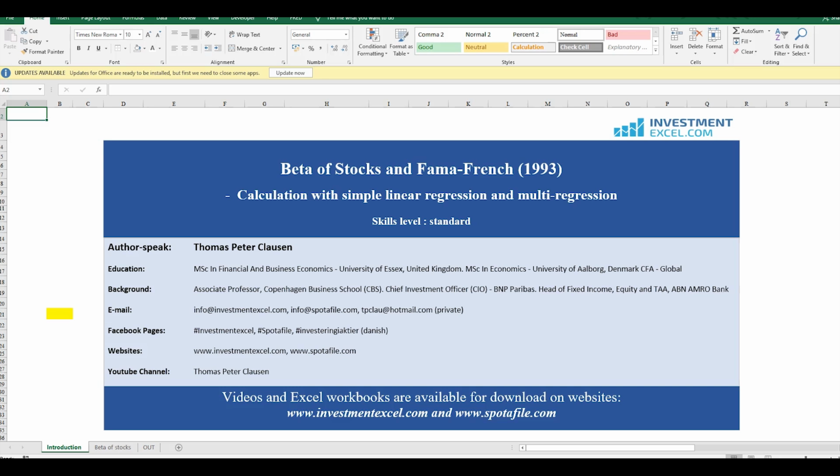I encourage you to refer to some other sessions on investmentexcel.com if you like to dig into more theoretical detail on the beta. Generally, beta is a measure of sensitivity, a measure of an individual asset's sensitivity to a predefined market index, and of course originally in the Sharpe modeling to the so-called market portfolio.